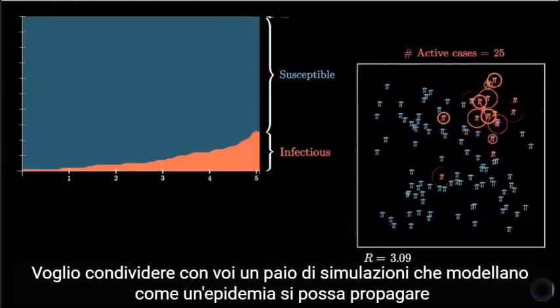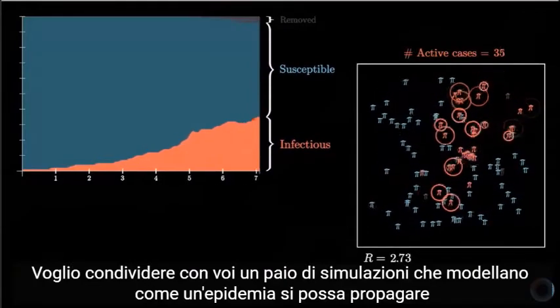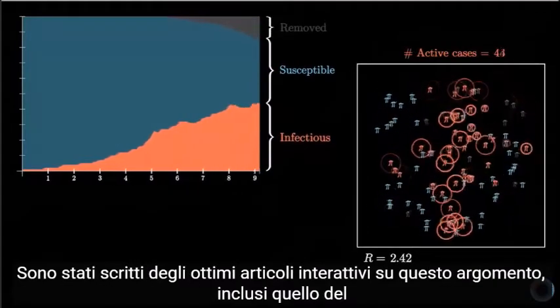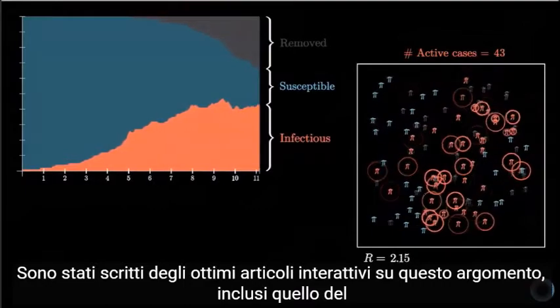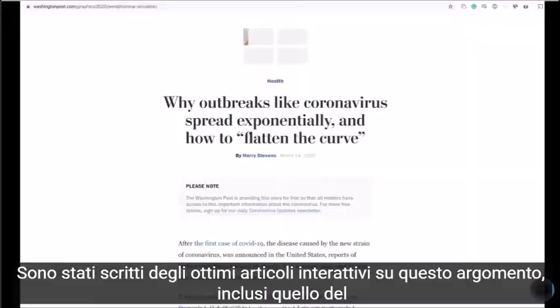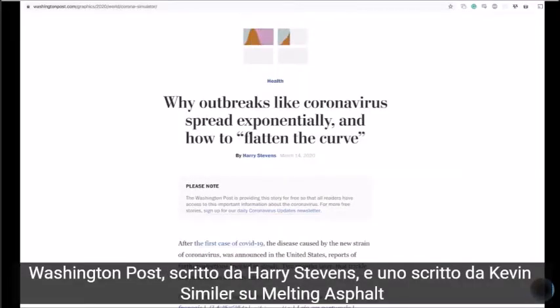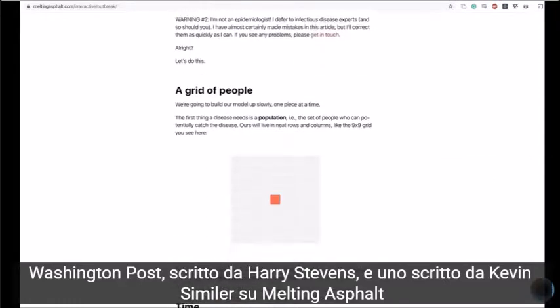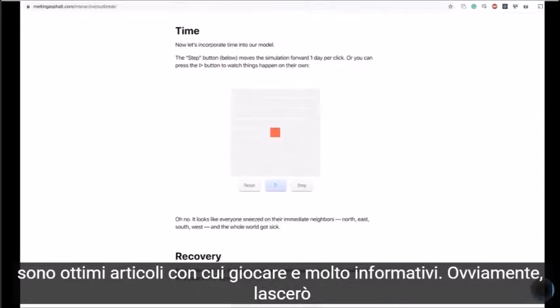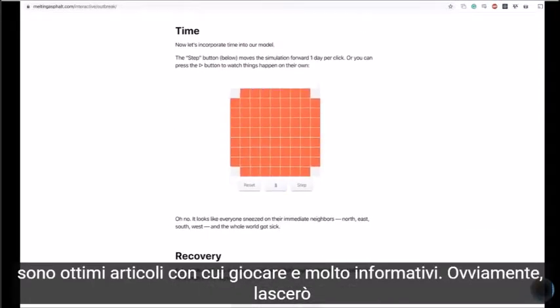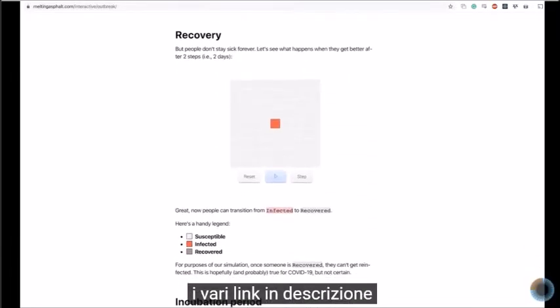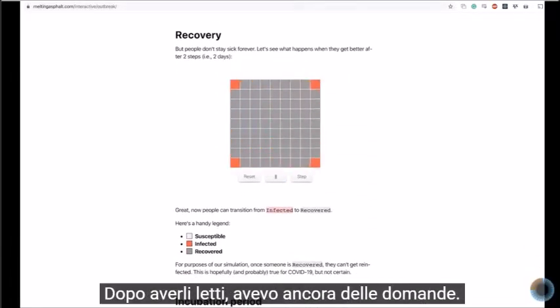I want to share with you a few simulations that model how an epidemic spreads. There have recently been a few wonderful interactive articles in this vein, including one in the Washington Post by Harry Stevens, and then another by Kevin Simler over at Melting Asphalt. They are great, you can play with them, they're very informative, I'll of course leave links in the description. After seeing those, I had a few more questions.